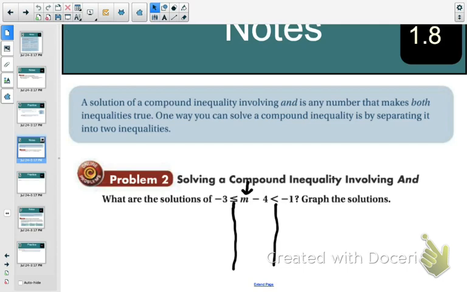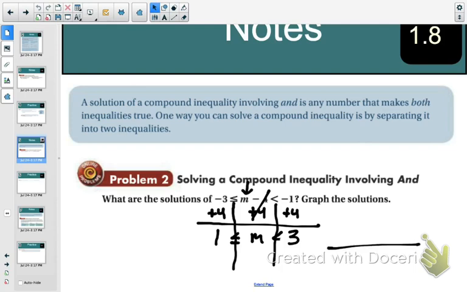Right now, the 4 is bothering it, so I'm going to add 4 to all three parts here to cancel out the 4 there. And that's going to become 1 is less than or equal to m is less than -1. So m is between 1 and -1. Just kidding, I didn't add 4 right. That didn't seem right. Okay, -1 plus 4 is 3. So m is between 1 and 3.